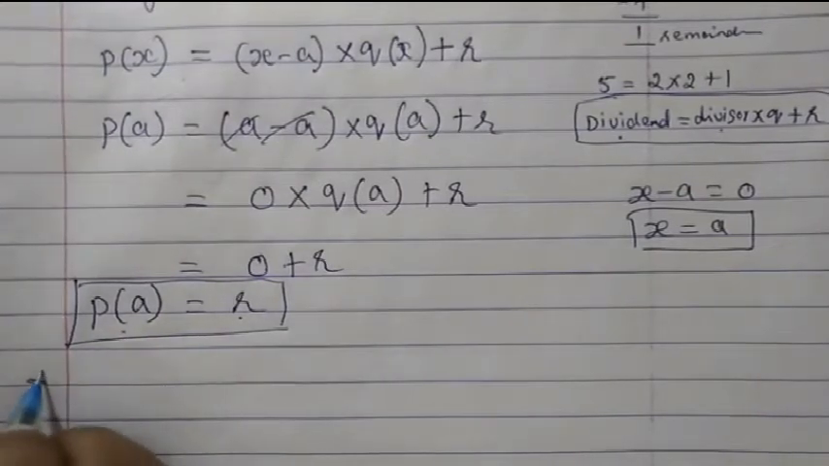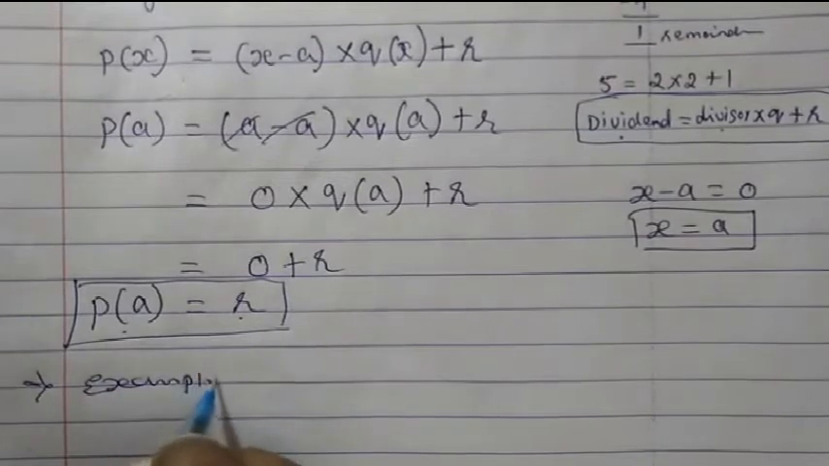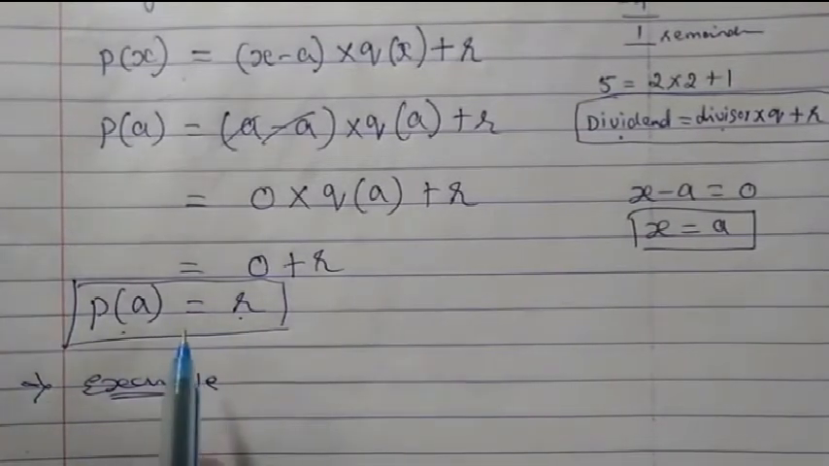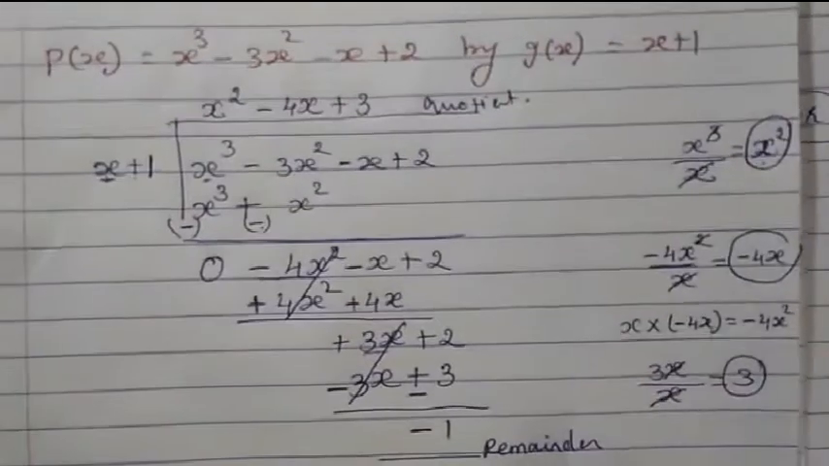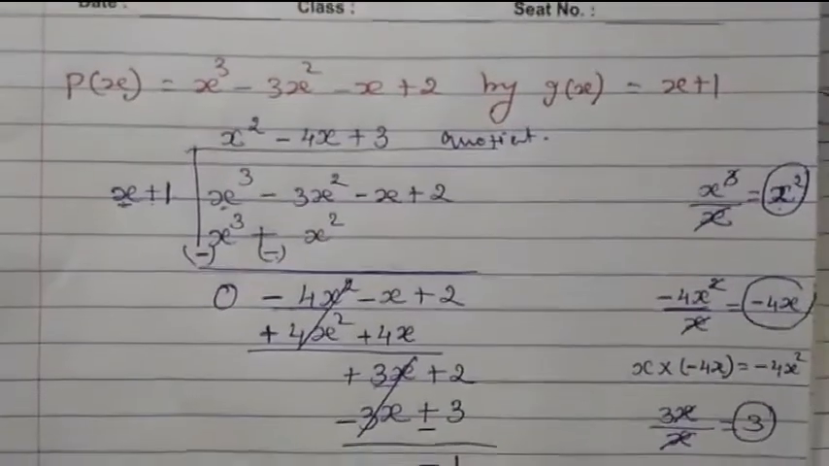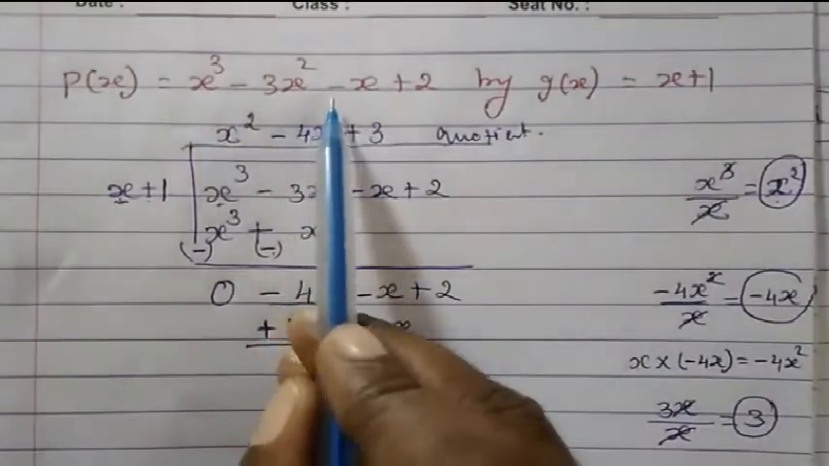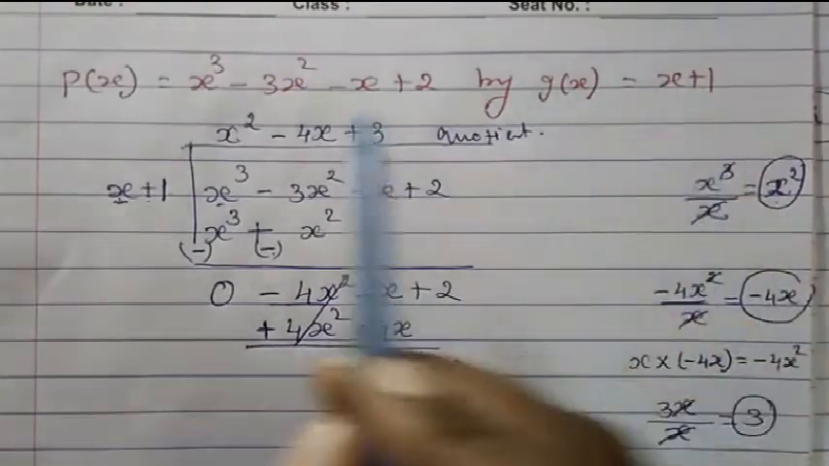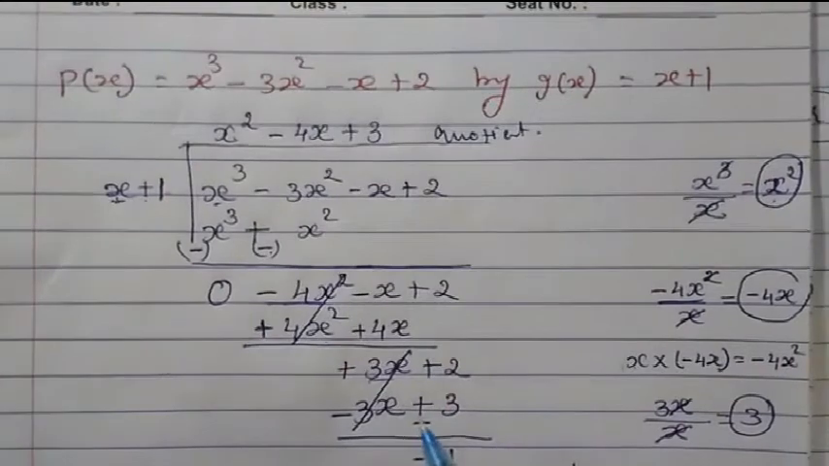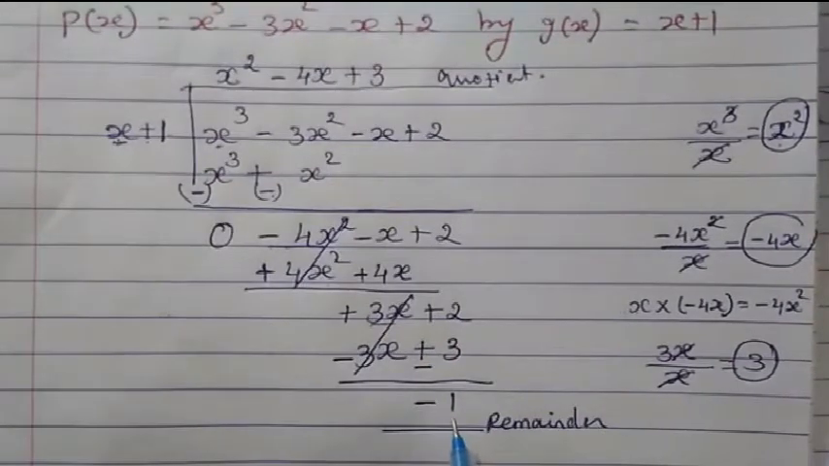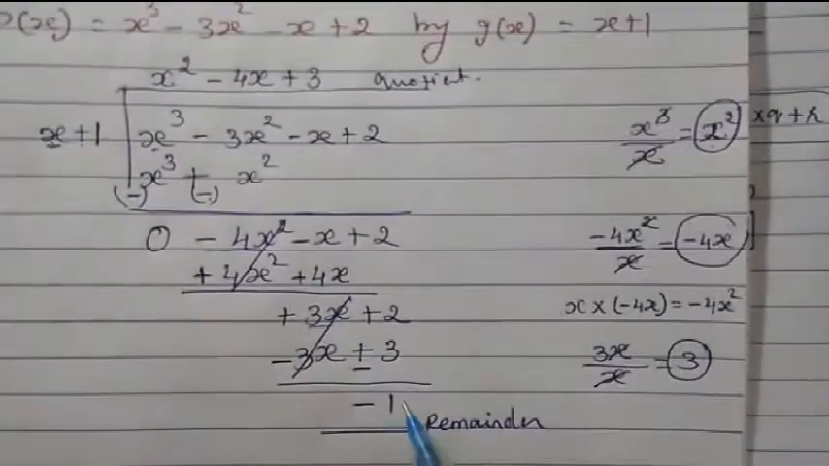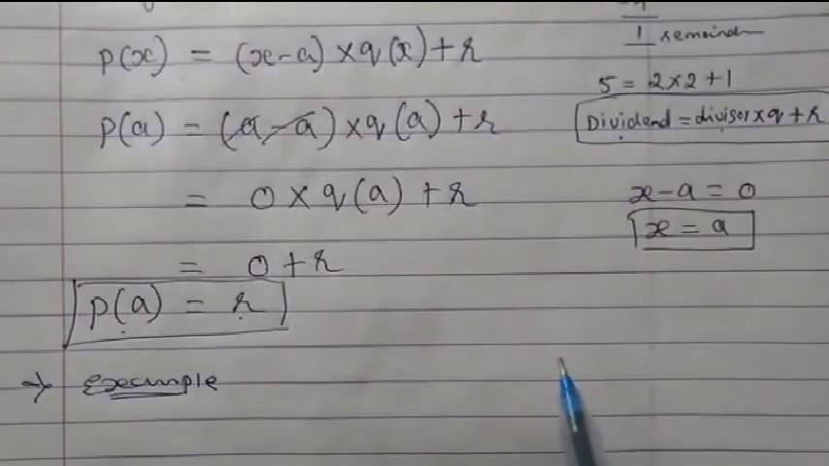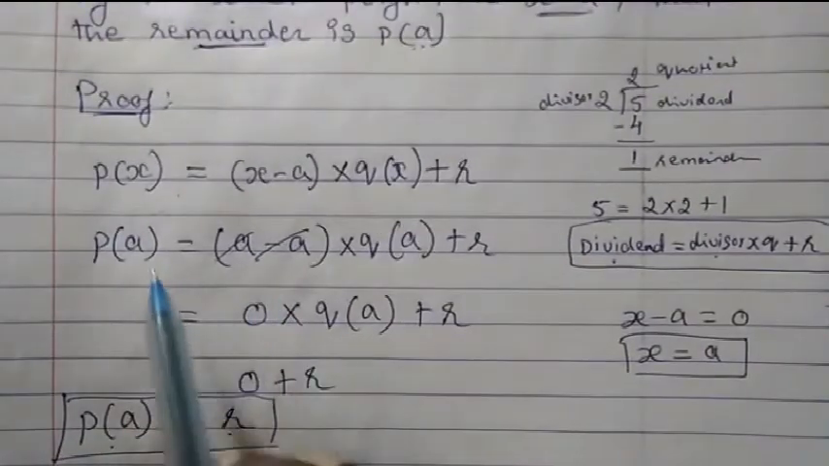Now let's try to understand with one example why this remainder theorem is important. In the previous video I explained how a polynomial can be divided by another polynomial. Let's take this example only. When we did the long division, we got minus 1 as a remainder. Instead of doing this long division, the remainder theorem will help us find the remainder as a shortcut. That's where we use this remainder theorem.